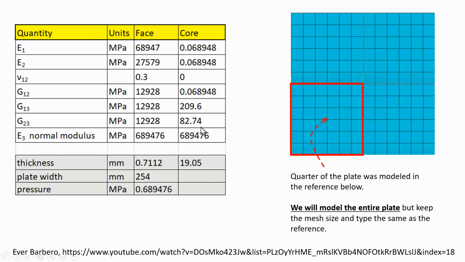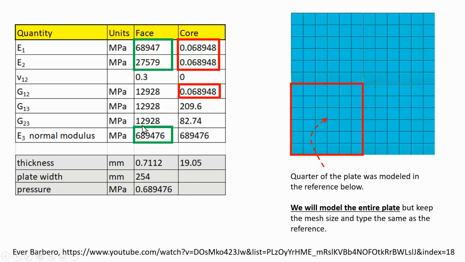This, and G13 and G23, are responsible for carrying all the compression load that you may put on the sandwich structure, okay? The pressure is given here. Again, I want to emphasize that when you compare the face and the core, the core is very weak compared to the face in terms of modulus in the 1-2 direction, and the same thing with the shear. You can see the same thing with these two.